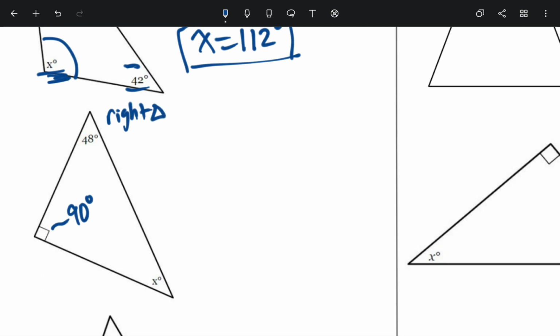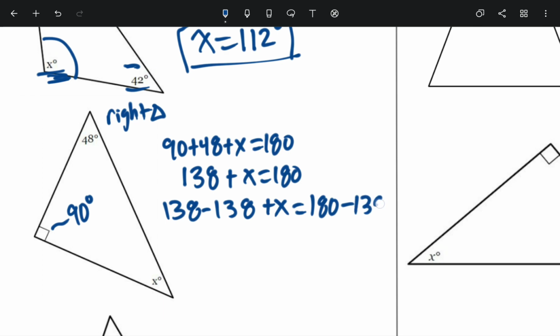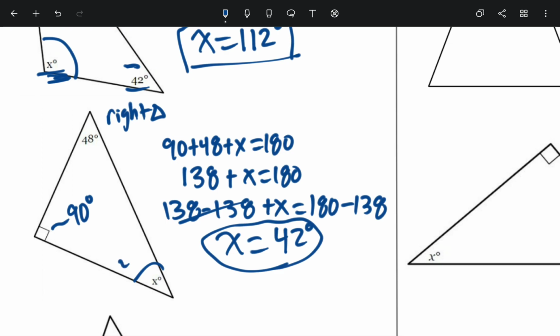Now let's find x. And we're going to use the angle sum theorem again. So 90 plus 48 plus x equals 180. 90 plus 48 gives you 138 plus x equals 180. Subtract 138 from both sides. And we get x equals 42 degrees. So our missing angle is 42 degrees.